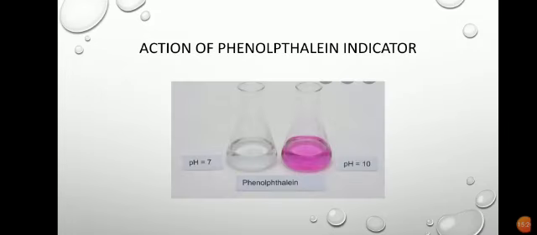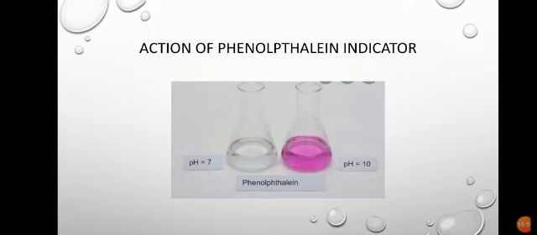Here you see two conical flasks with phenolphthalein indicator. One is colorless and another one is pink in color, isn't it? Now see, if we add acid to the solution of a base, that is a neutralization reaction. We will discuss neutralization reaction later on. Neutralization reaction means when acid reacts with a base, it forms salt and water.